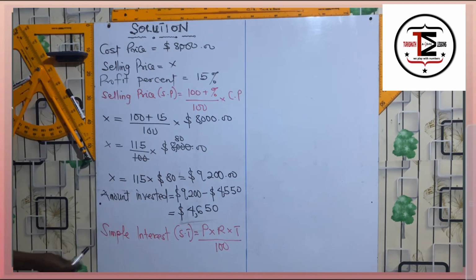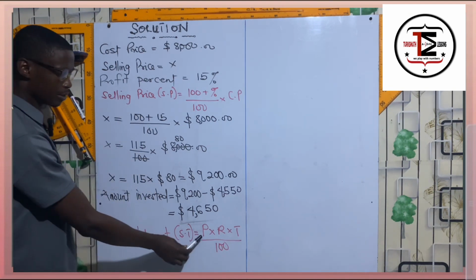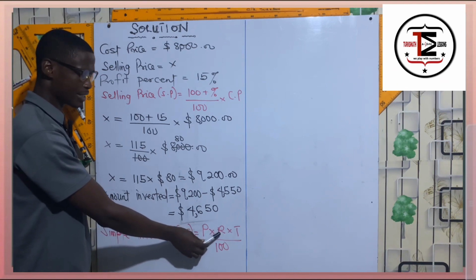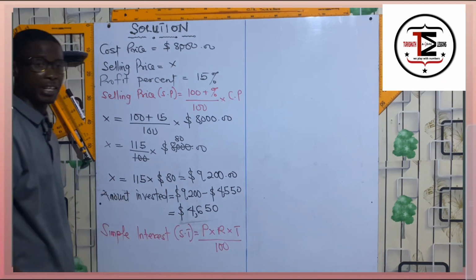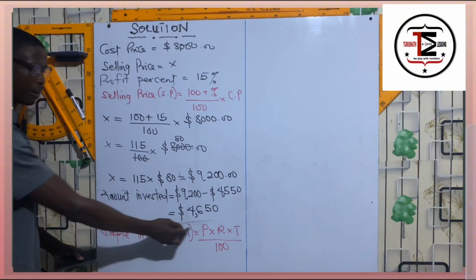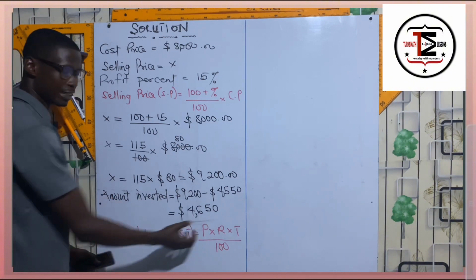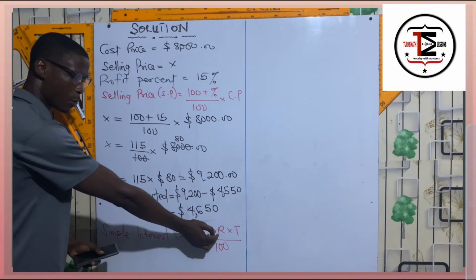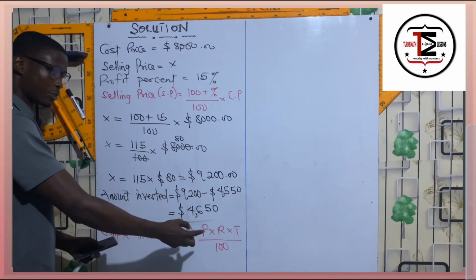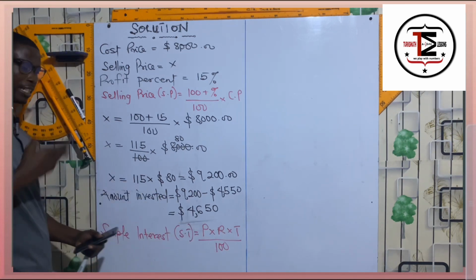So now our simple interest formula here is what? P, that is principal times rate times time, over 100. Okay, so you know our P is what? The principal, the amount that you invested. Then our R is what? The rate at which, then time, the years.